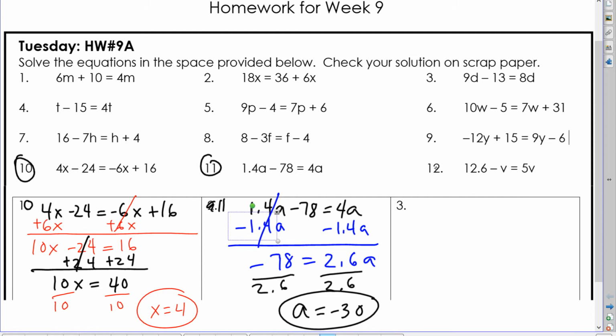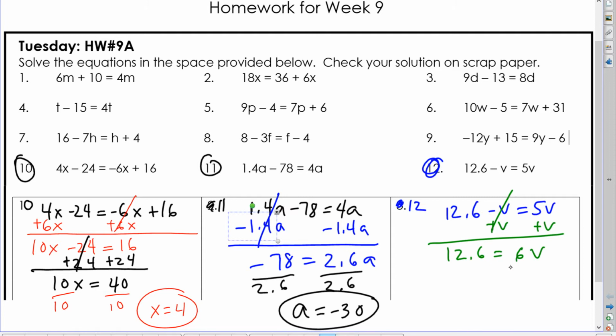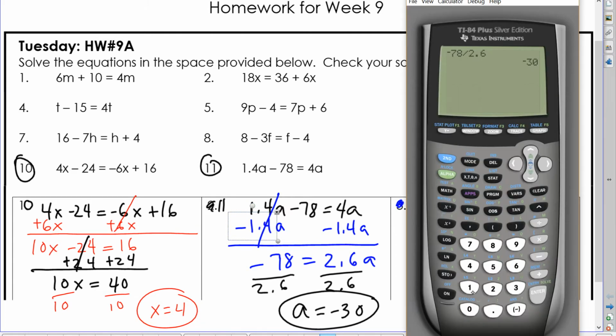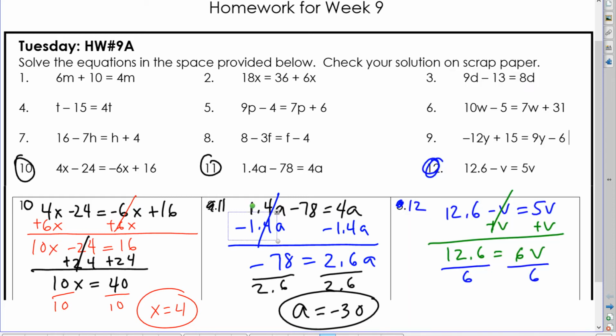Okay, last one. Number 12. 12.6 minus 1v equals 5v. So the left side has more terms, so I'm going to move my variable and get 12.6 equals 6v. Divide both sides by 6. And I'm pretty sure this is going to be 2.1, right? So what do we have here? 12.6 divided by 6, 2.1. Alright, so pause the video if you need to look at these a little bit longer. Otherwise, let's turn to the back side of the worksheet.